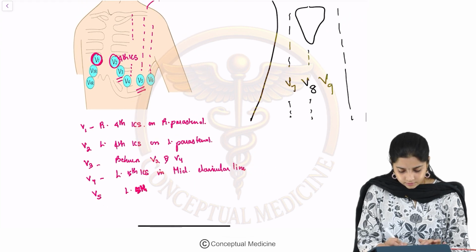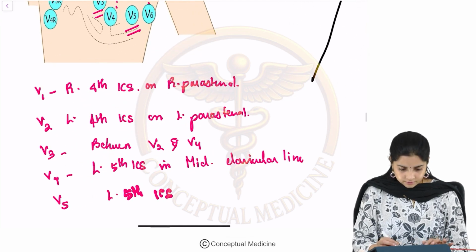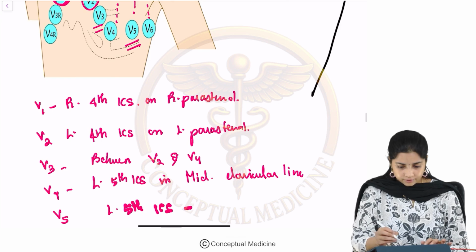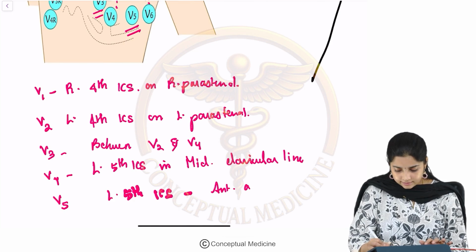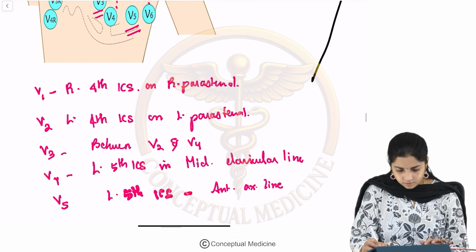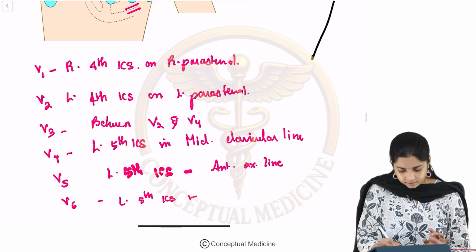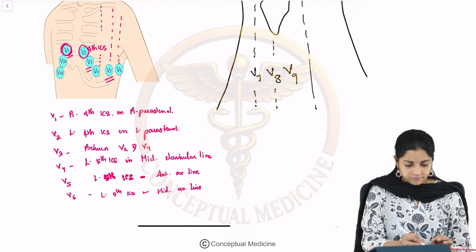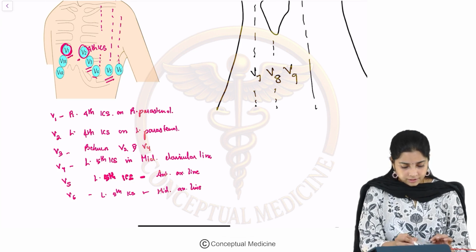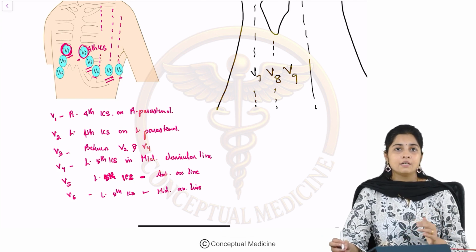Okay. V5, as you can see, is in your left fifth intercostal space in the anterior axillary line. Whereas V6 is in the left fifth intercostal space in the mid axillary line. Okay, so you have understood where V1, V2, V3, V4, V5 and V6 are. So, these are your main 6 chest leads.